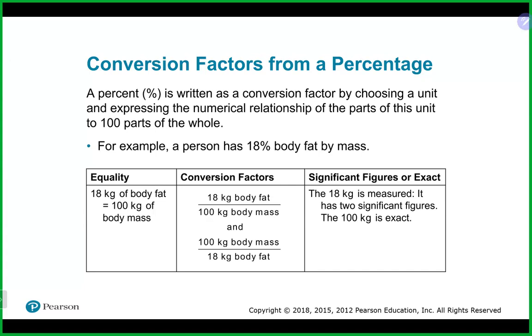The 18 is measured and has two significant figures. The 100 is exact. So the 18 would be the number we roll with in terms of significant figures, as we arbitrarily assign exactly 100 to get that relationship. By the way, if we were doing more of an English type of conversion, that would be 18 pounds of body fat per 100 pounds of body mass, right? You can do pounds to pounds. You could also do grams to grams, kilograms to kilograms. You can really do any type of unit that you want, as long as they're the same on top and bottom.